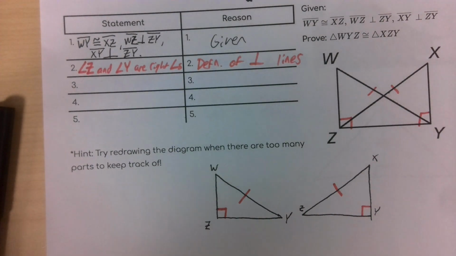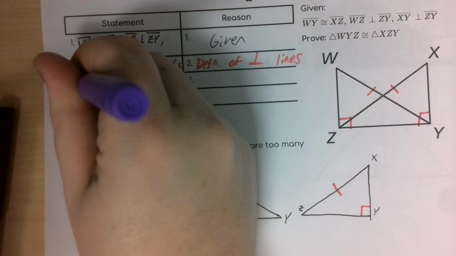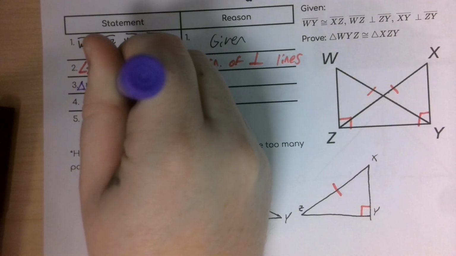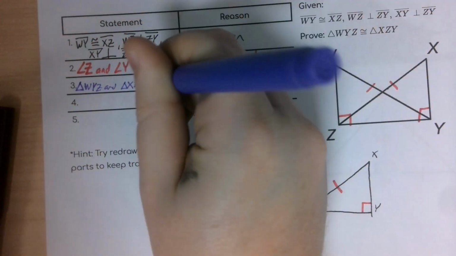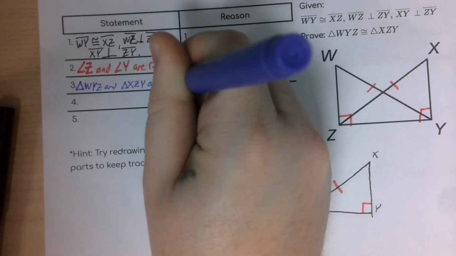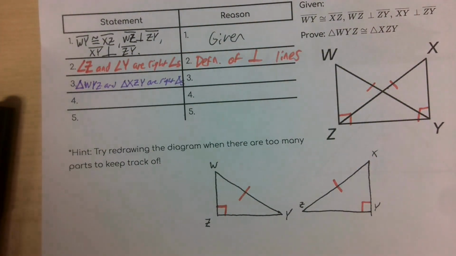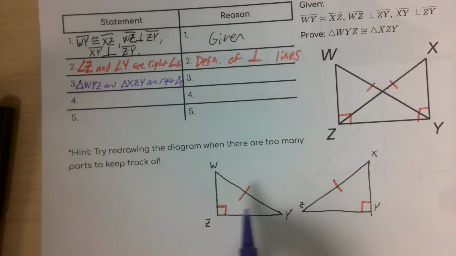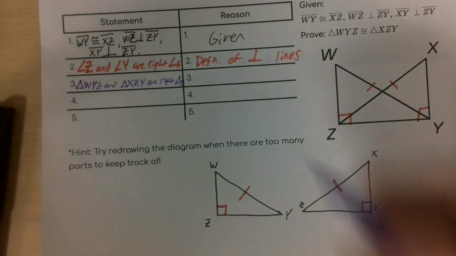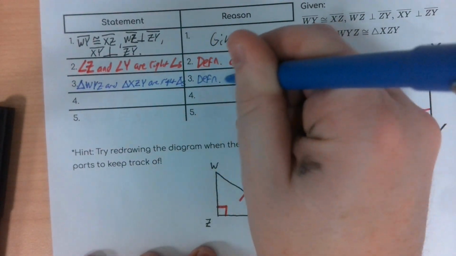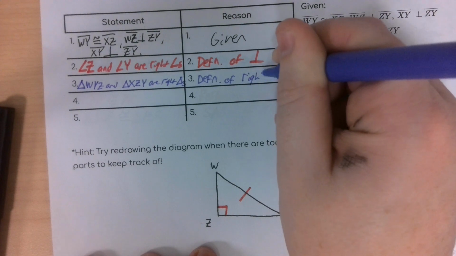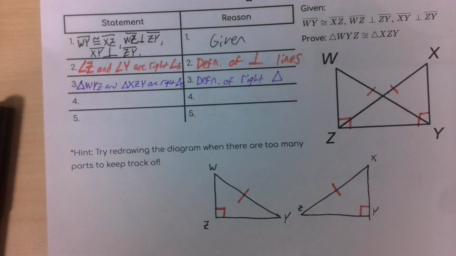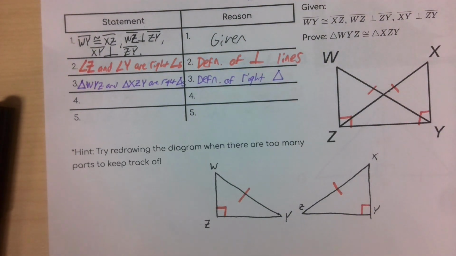So the question is, how do we show that triangle WYZ and triangle XZY are right triangles? How do we show that? Well, that's literally what a right triangle is. It's a triangle that has a right angle. So in other words, it's really the definition of what a right triangle is. Because of the definition of a right triangle, it's a triangle with a right angle, these two are right triangles.